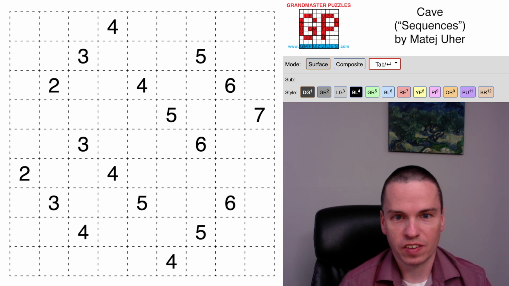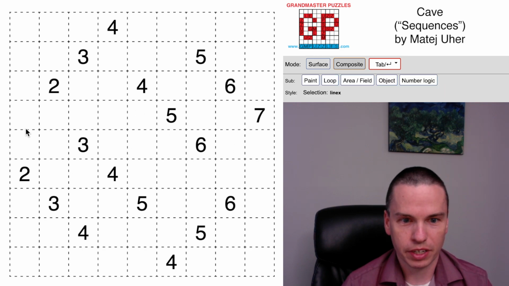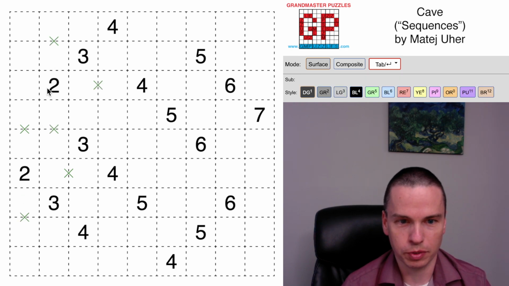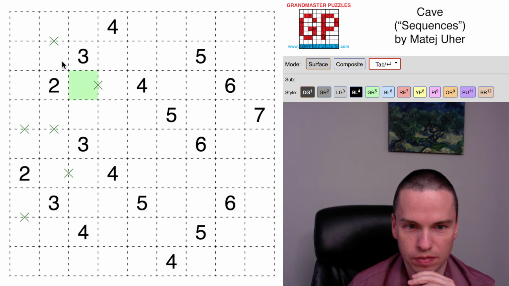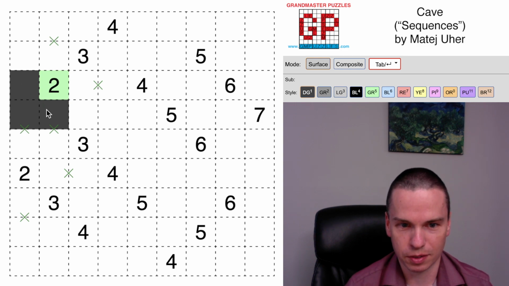So here to solve this cave by Matej Uher called Sequences, and we can see all these triplets working in the grid. One thing that may help is to mark some of these boundaries that we can't cross over, particularly around the 2. But one thing to note is where the 2 is going to take, for instance, one of these cells up or to the right.